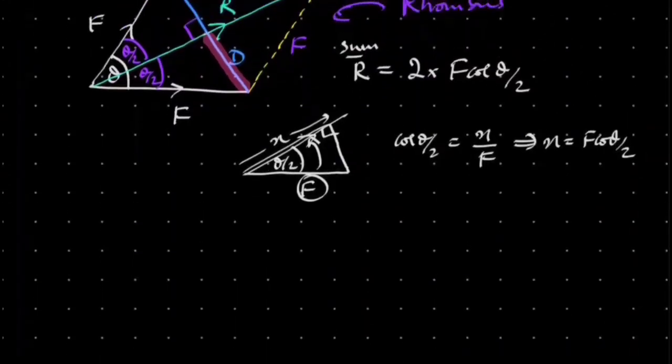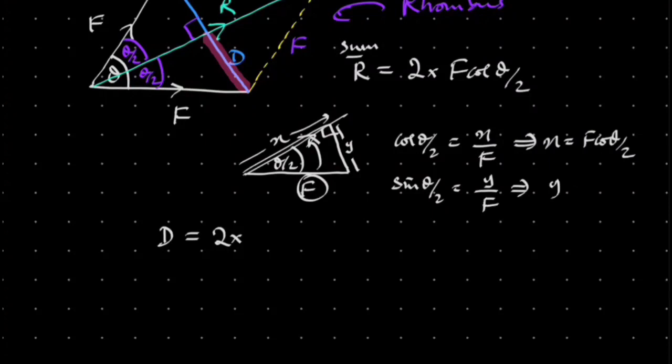So thinking similarly, I can write the magnitude of d as twice this red piece. This red piece being this length, I can use to write sine of theta over 2, which is y over f, which in turn gives me y equals f sine theta over 2. So d is simply twice f sine theta over 2.